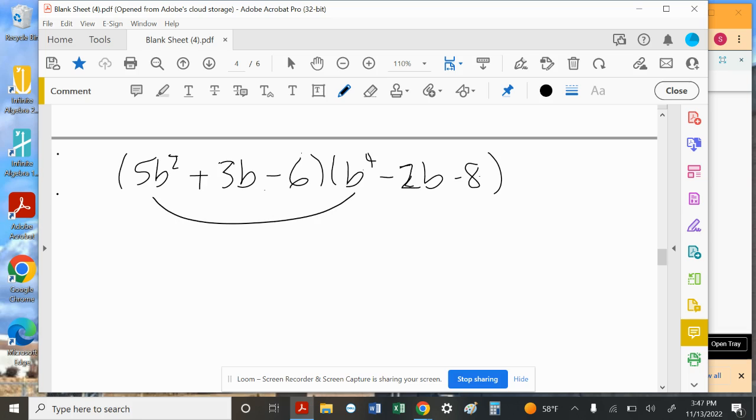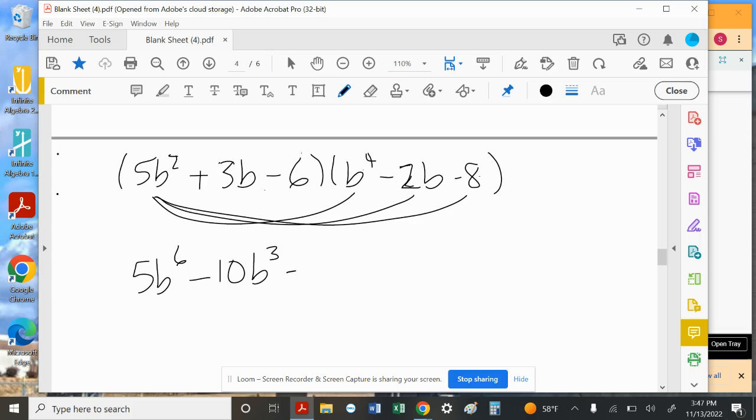So instead what I'm going to do is I'm just going to multiply the 5 through by all three of them. So I have 5b to the 6th minus 10b cubed minus 40b squared. So what I did is I multiplied 5 times 5b squared times b to the 4th. So I get 5b to the 6th because we add those powers. 5 times negative 2 is negative 10. 5 times negative 8 is negative 40. I have a b cubed there because of that squared and that b, and then squared on that last one.